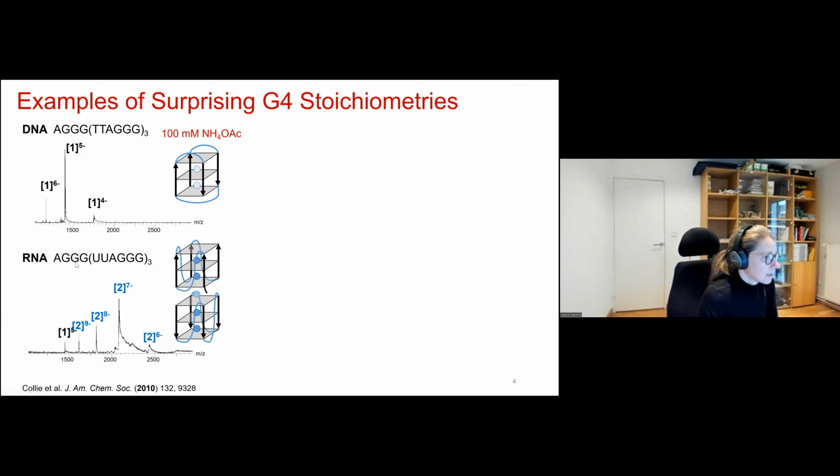But when we studied RNA, the RNA version of the telomeric sequence, also 4 G tracts, the surprise was to find bimolecular assemblies of G-quadruplex. So 2 of such sequences assemble and make a dimer. This was on the occasion of a collaboration with Steve Neidle's lab.